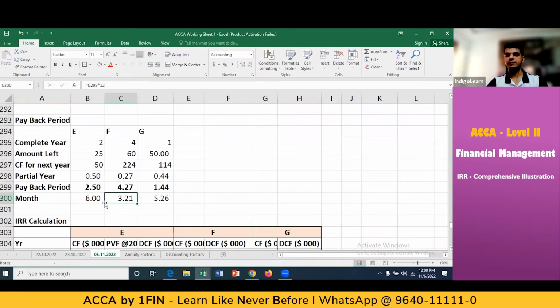Here it would be 4 years and 4 months. 3.21 turning into 4, we have to turn into more months. So 3.21 is equal to 4. Then here it would be 1 year and 6 months. By this, the payback period will be calculated for each of the projects.